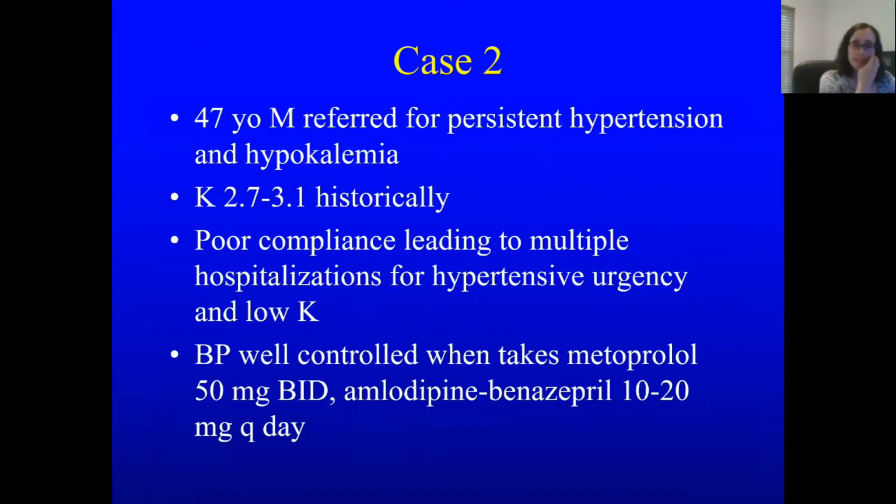Okay, so case number 2, another one of my Baltimore cases, is a 47-year-old male who's referred for persistent hypertension and hypokalemia. His potassium was 2.7 to 3.1 historically. He was really poorly compliant. We're sensing a pattern, leading to multiple hospitalizations for hypertensive urgency and low potassium. When he did take his medication, the blood pressure was well controlled on metoprolol and amlodipine-benazepril daily.